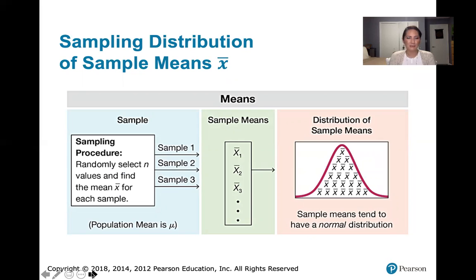You've got some larger population, and you randomly select n values from it, and you compute a sample mean x bar. And then you do that again, and again, for all possible samples of the same size n. And then you look at the sample means and ask, what is the distribution of x bar? Well, it turns out under certain conditions, those sample means will tend to have a normal distribution, and it's going to look something like this.